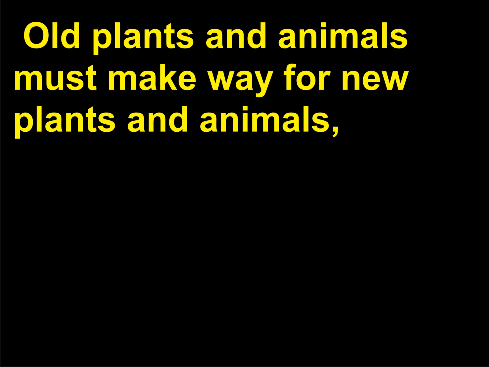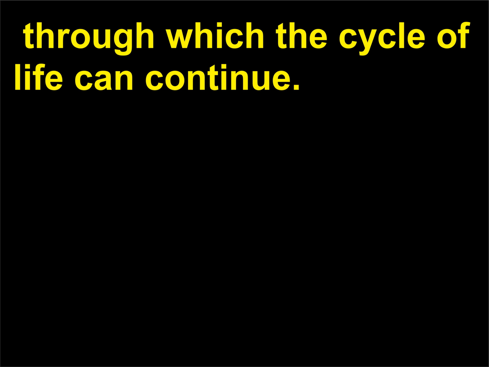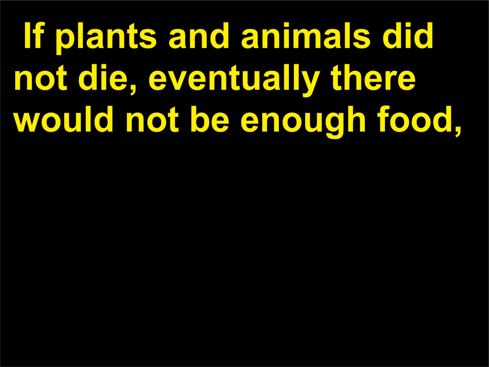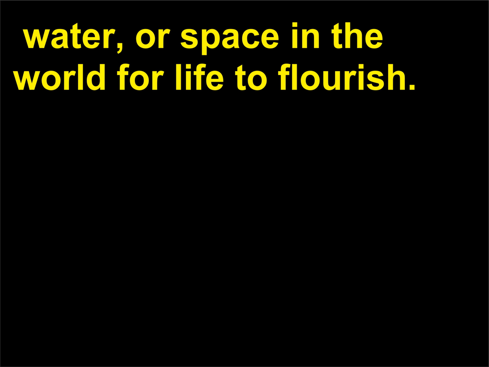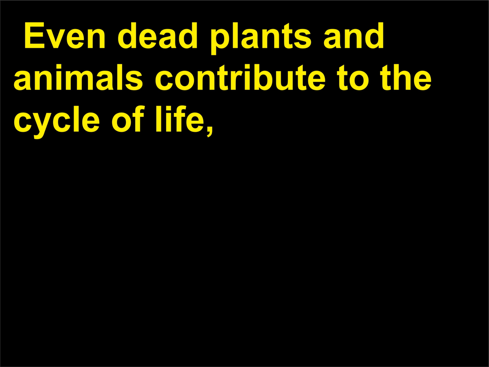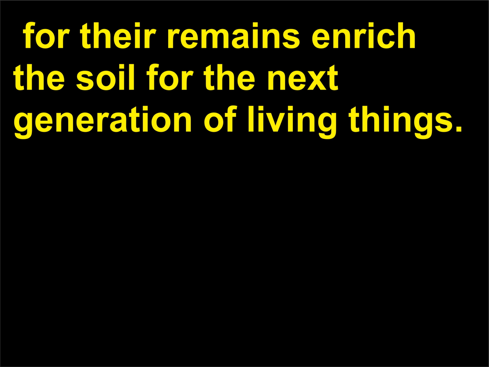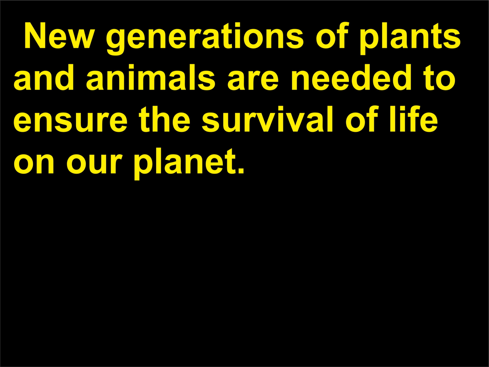Old plants and animals must make way for new plants and animals, through which the cycle of life can continue. If plants and animals did not die, eventually there would not be enough food, water, or space in the world for life to flourish. Even dead plants and animals contribute to the cycle of life, for their remains enrich the soil for the next generation of living things. New generations of plants and animals are needed to ensure the survival of life on our planet.